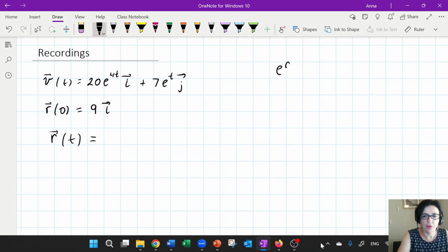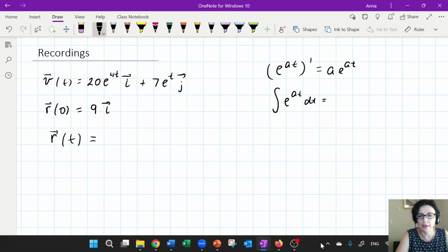As you know, the derivative of e to the at is a e to the at. But if you do the integral of that, that will be reversed. So what will happen is instead of multiplying by the number, you actually divide by the number. You can show that by the substitution rule. That's pretty easy. And then you will get that plus c.